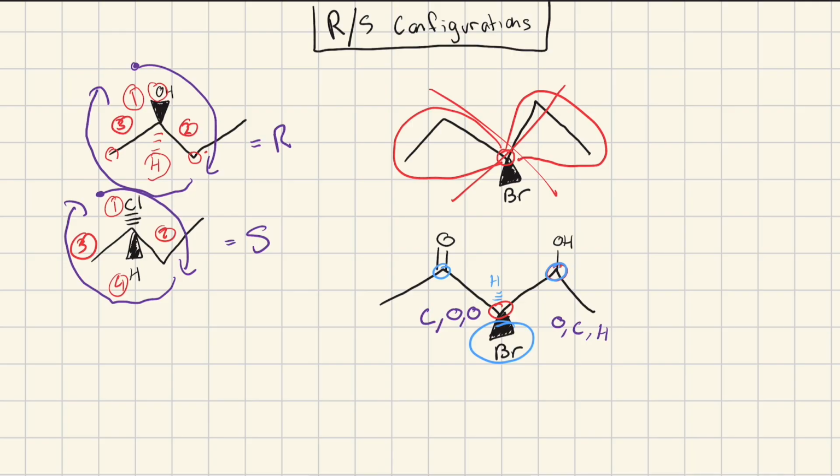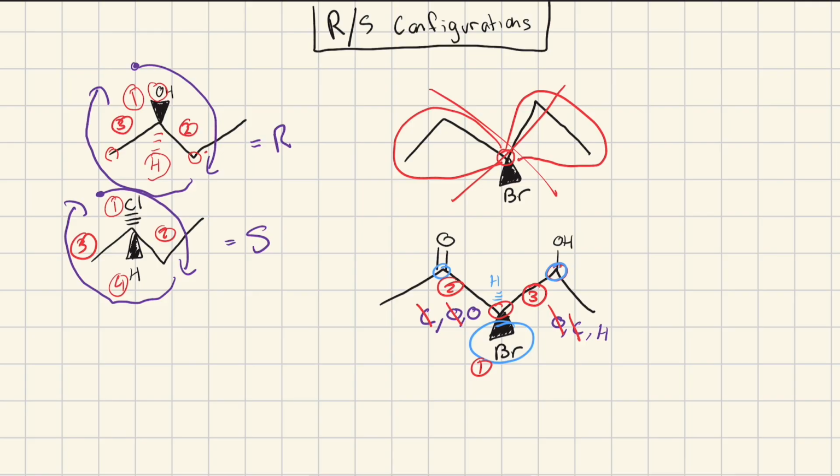Now, if we compare, we can rule out the carbon. These 2 oxygens are going to have a higher priority than the oxygen and the hydrogen when we eliminate even further. Meaning that our substituent to the left is going to be priority number 2. Our hydrogen in the back, we know that's number 4. And our other substituent on the right is going to be number 3.